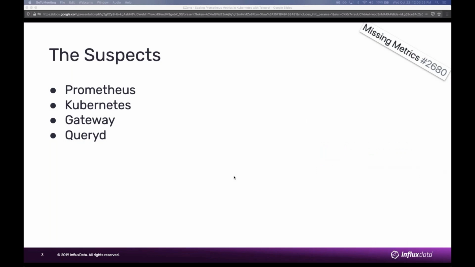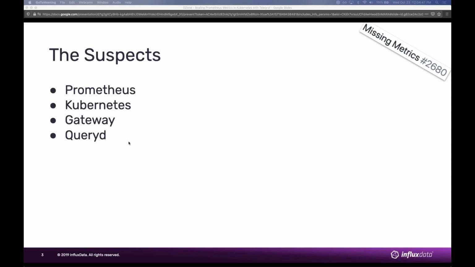To set the stage about the missing metrics, we're using Kubernetes, and we've put all of our microservices in Kubernetes. Every one of our microservices exposes Prometheus metrics. One microservice is called Gateway, and Gateway is the gateway for all API requests, including user authorization, dashboarding, running of queries, and writing data. The other suspect is QueryD, which is essentially a microservice daemon that runs our Flux query engine. Each one of these has exposed Prometheus metrics, and we have many of them.